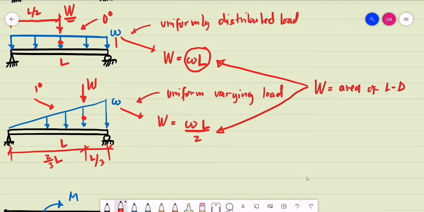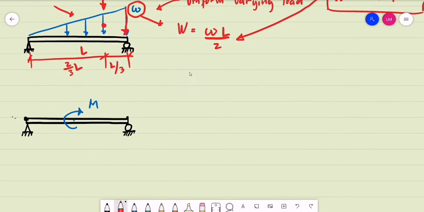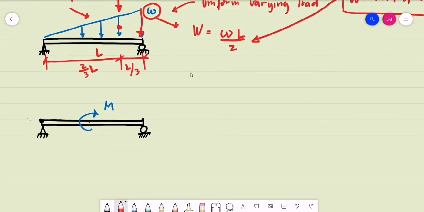In the same way, on this triangular loading, that is the same as 1/2 of the base times height, so 1/2 of the highest value of our varying load, let's say omega, multiplied by the length. So basically, if we are computing for the single equivalent force of these types of loading, that is equal to the area of the load diagram. Now, the last type of loading is the applied couple or the moment.